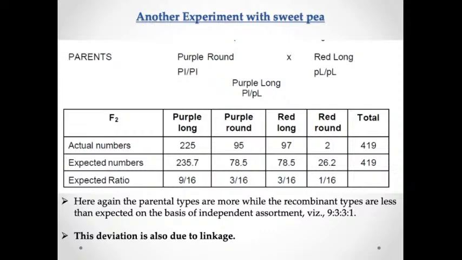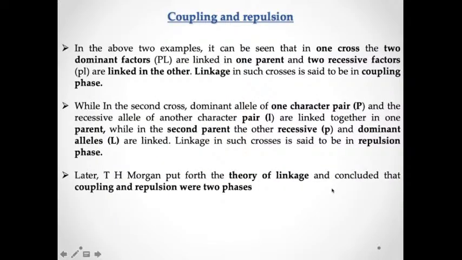This is another experiment. This is now purple round, red long, and when we made a cross, here again the parental cross was 9 is to 3 is to 3 is to 1, and this deviation was also due to the linkage, but here our expected numbers were quite less. And red round actual numbers were also quite less. So that's why this all is happening because of linkage.